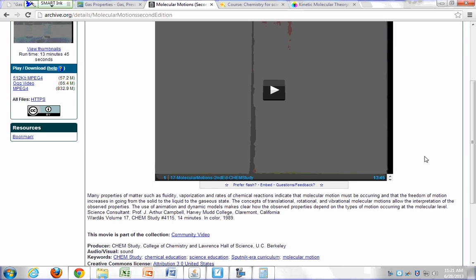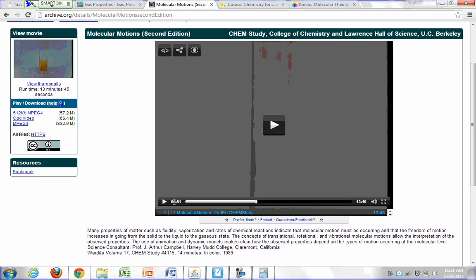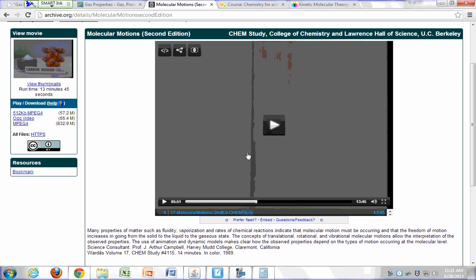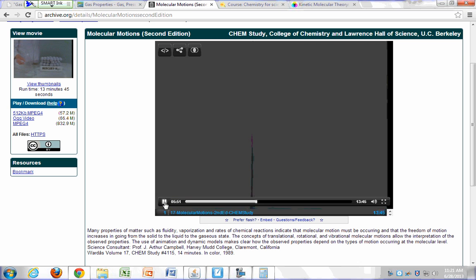At the 5:51 mark, there's an animation that shows you the differences between translational motion, rotational motion, and vibrational motions. Translational motion is described as motion from place to place, motion through space. Rotational motion is sort of like the tumbling motion of the molecules. And within the molecule itself, you'll have vibrational motions. Let me just play that segment of the video. This is a very interesting and educational video. You should really watch it. I have a link to this in the Moodle course site.